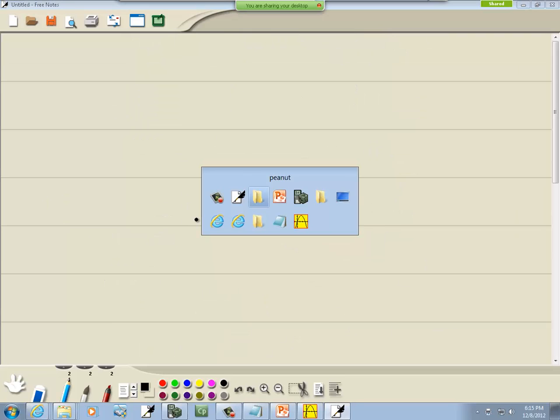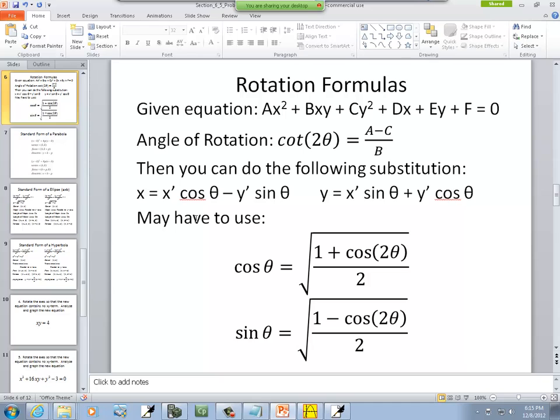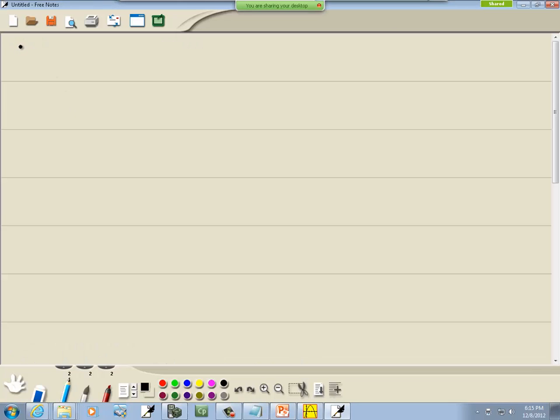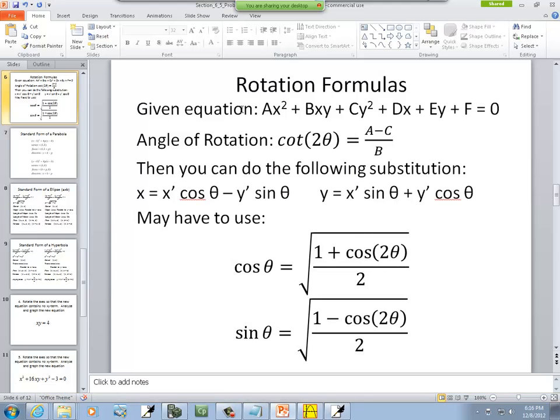Okay, so whatever problem this is, we're continuing it. It's 6, I guess, so 6 continued. And what we just found is that cosine theta is equal to square root of 10 over 10, and sine theta is equal to 3 square root of 10 over 10. So now we're ready for our substitution formulas.